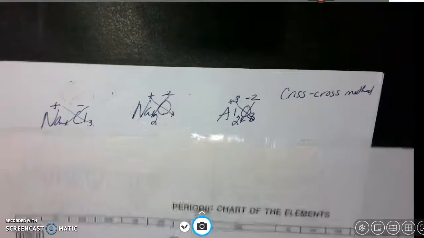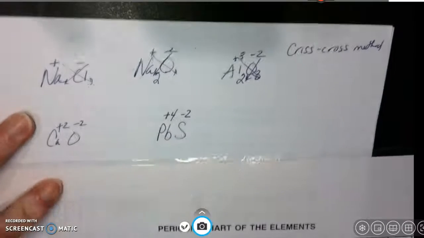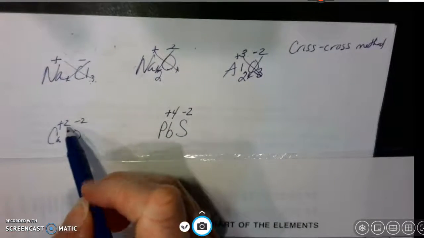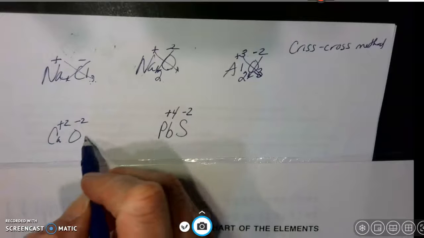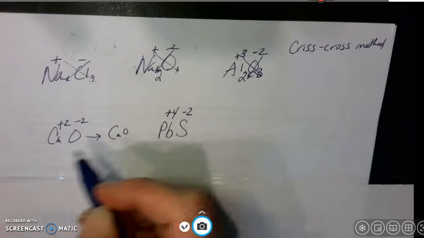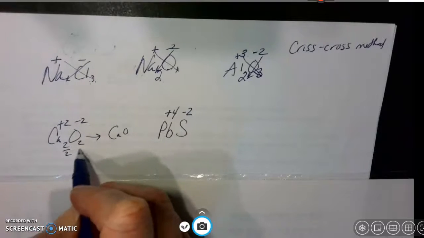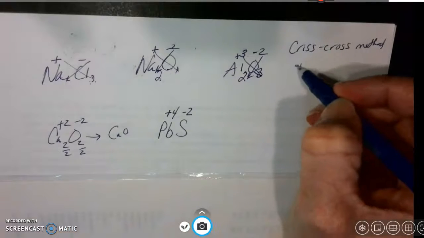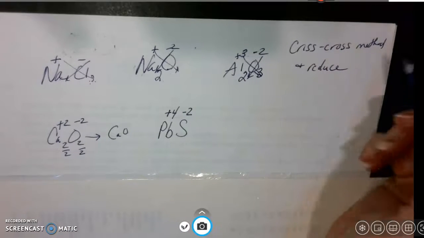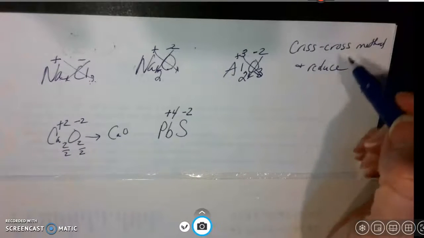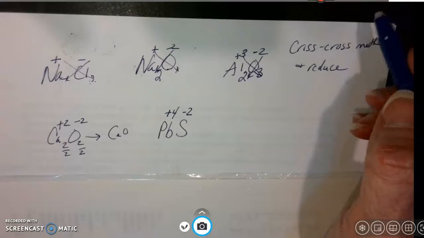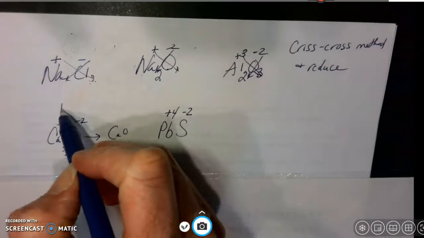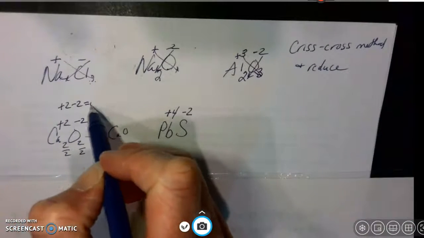Okay. Now, when we get to calcium and oxygen, the formula is actually CaO. So it's actually crisscross and reduce. So crisscross and reduce if you can. There's going to be some exceptions to this. But what you're really trying to do is to get your charges to equal 0.